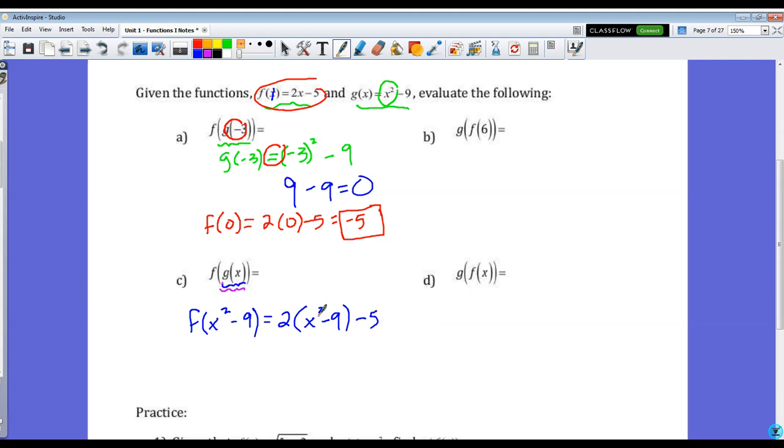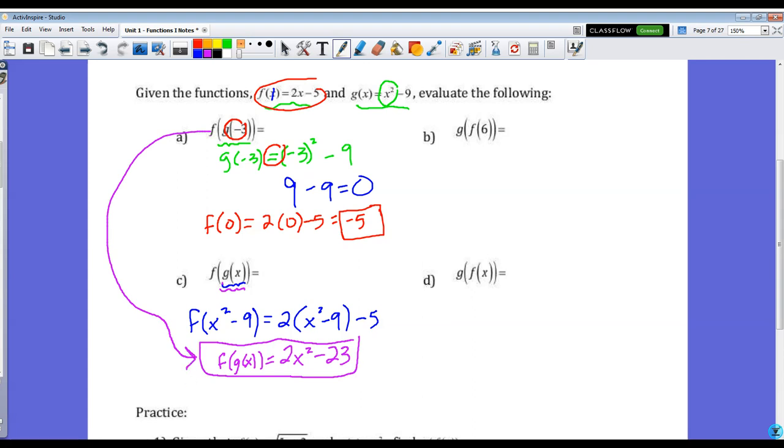So this leads us to 2x squared minus 18 minus another 5. I'm going to do that all in my head. So right there is f of g of x. Watch why this is so helpful. Now if I wanted to go back to my original question and do f of g of negative 3, I can just put negative 3 in for x here, just to check our work. Negative 3 squared is 9. 2 times 9 is 18. 18 minus 23 is negative 5, just like we expected to get from up top. So that's a nice shortcut. So there's how we do our compositions.